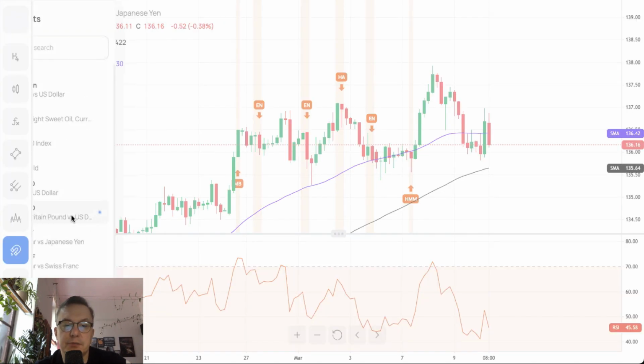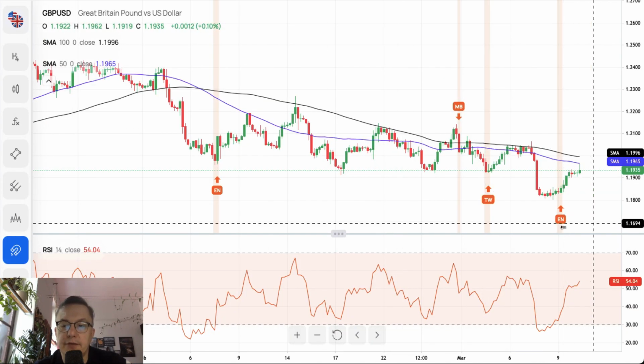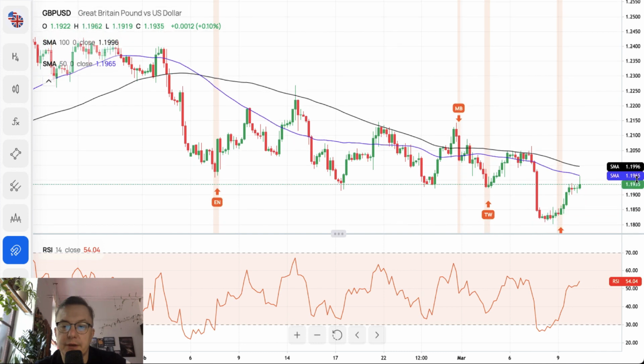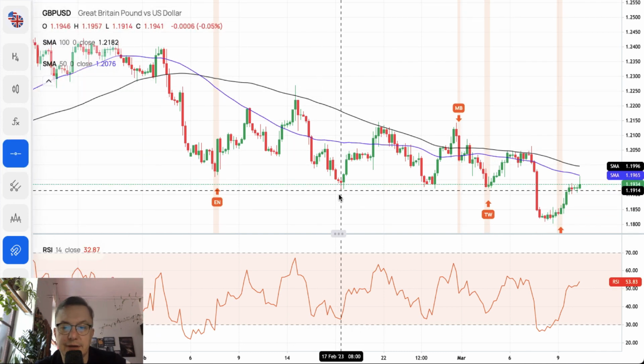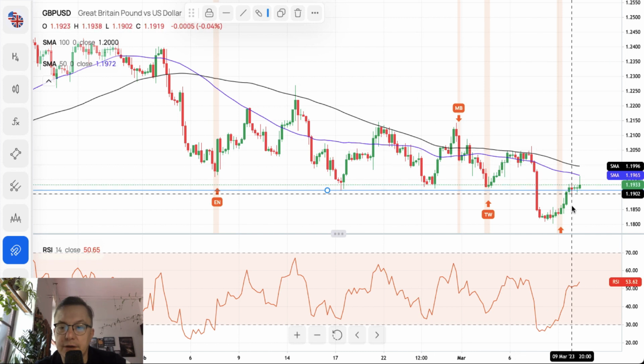Let's take a look at the British pound as well. What do we have here? Very interesting price development on the British pound to Japanese yen. We got the horizontal line, which is the technical resistance. Technical resistance basically was located around 1.1914. We broke above this technical resistance, and we broke above the level of 50 on the RSI.